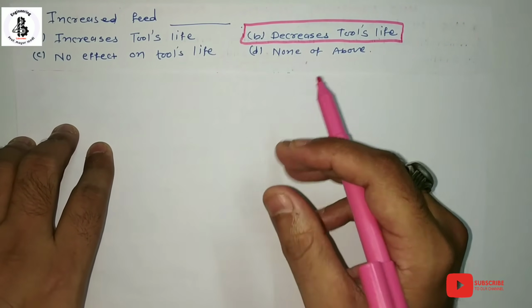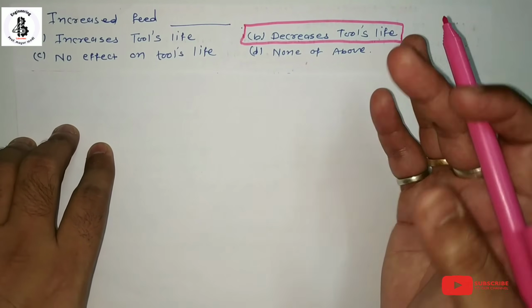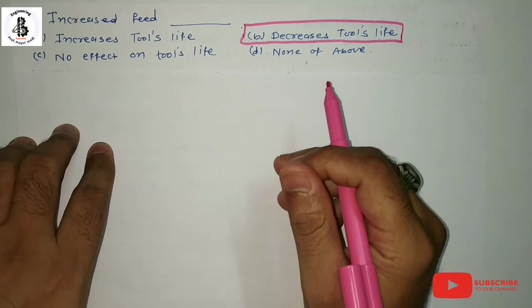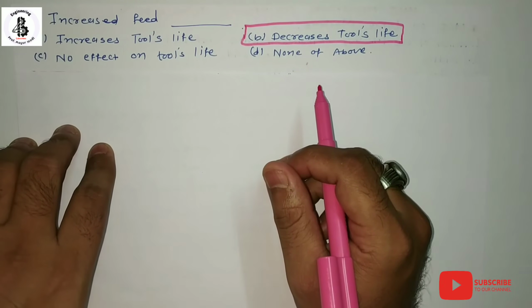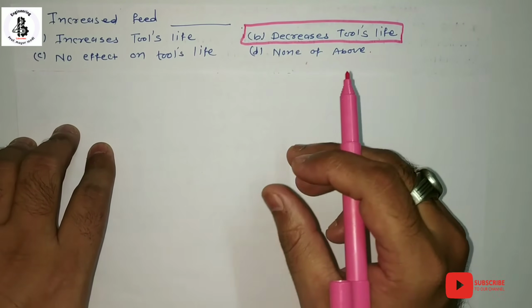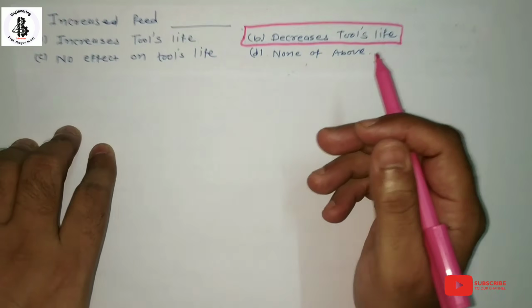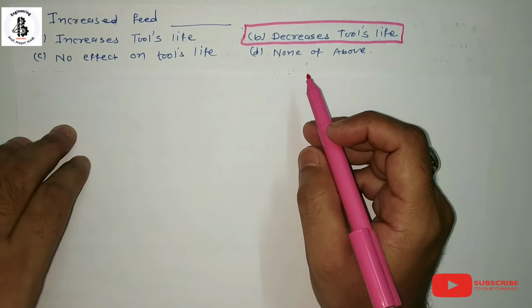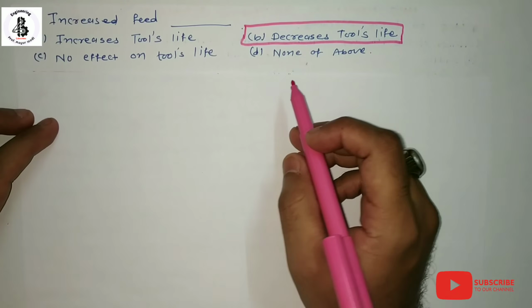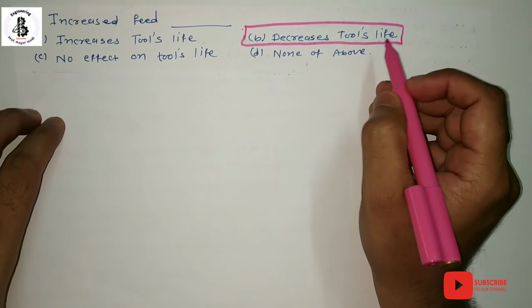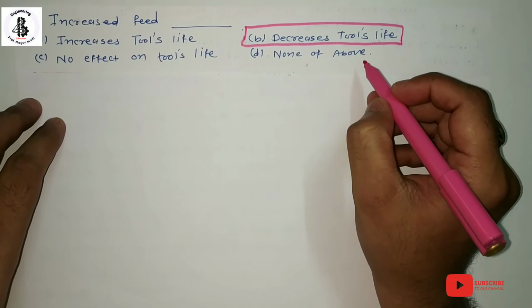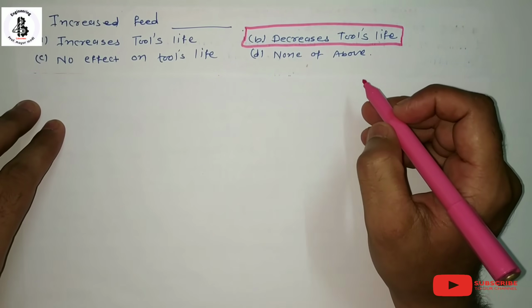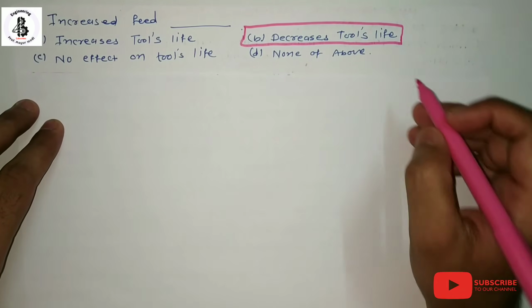Or you can say that increasing any parameter tends to decrease the tool life. Whether you increase the speed, feed or depth of cut, or all three at the same time, the tool life decreases. If you want to learn in detail about the tool life equations, or Taylor's tool life equation, you will find the link in my description. So let us see the next question.